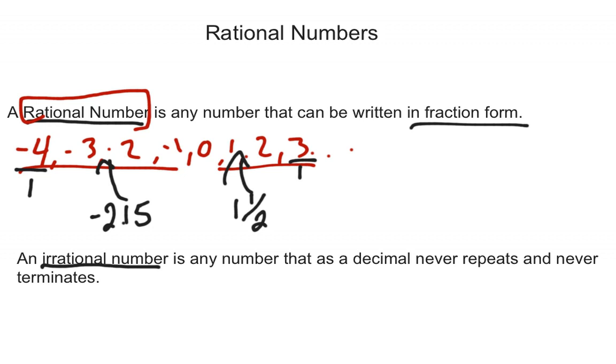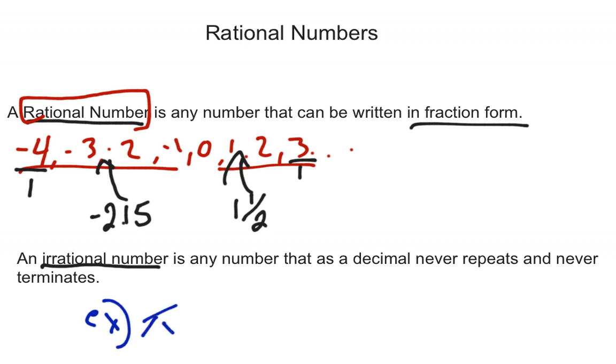So the second definition is what an irrational number is. If we know what rational numbers are, basically all the numbers that we've been working with already, what are irrational numbers? Well, the definition here says an irrational number is any number that as a decimal never repeats or never terminates. Basically what that's saying is we kind of get what rational numbers are, but here are some examples of what might be irrational, because these sound like really strange numbers.